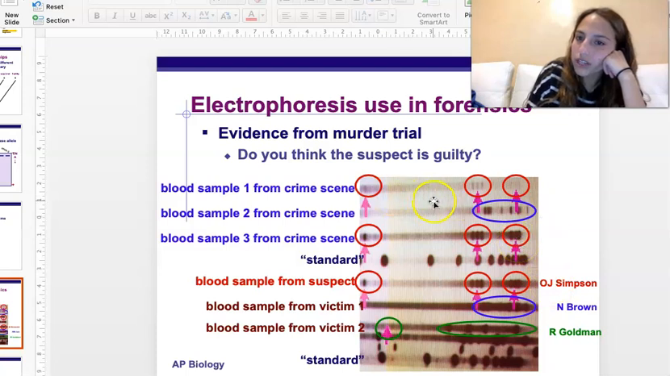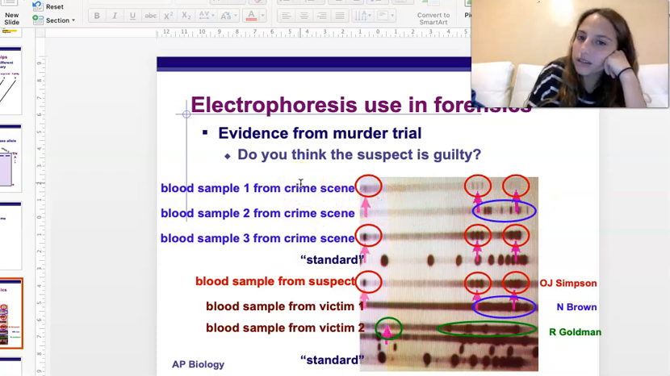Check out the other types of blood. Let's see blood from Nicole Brown. This is very hard to see, but that's why people dedicate their entire lives to checking this out. She has a pattern where right over here, the vast majority of fragments are. That matches a little bit of this pattern. So her blood was definitely in the crime scene.